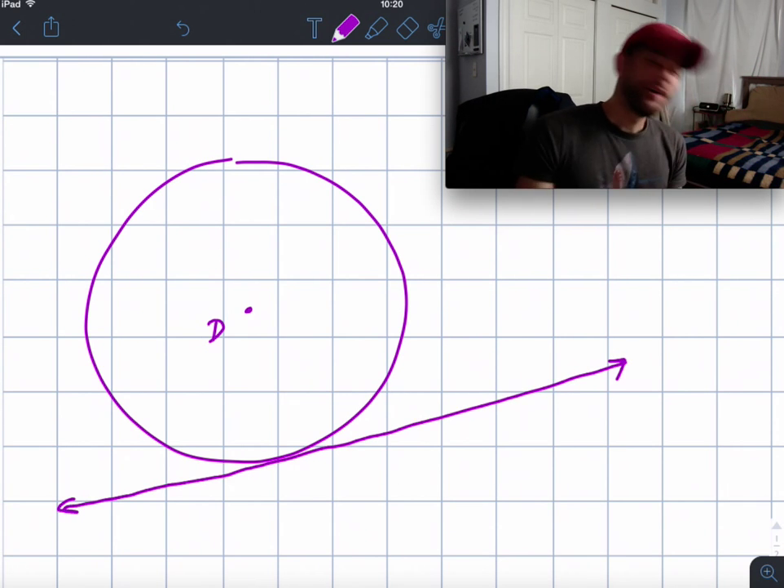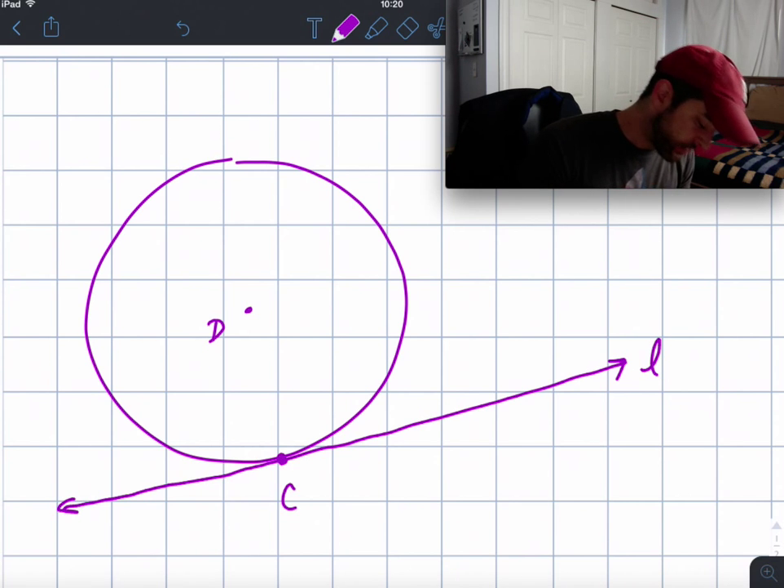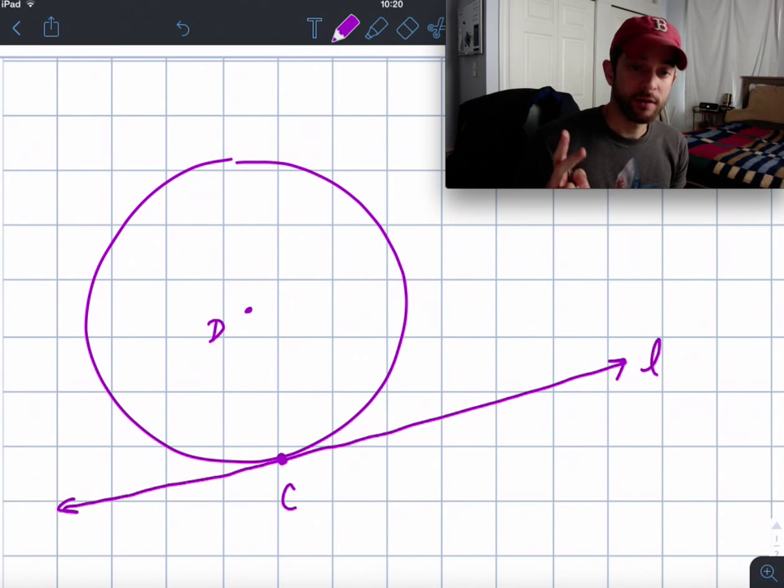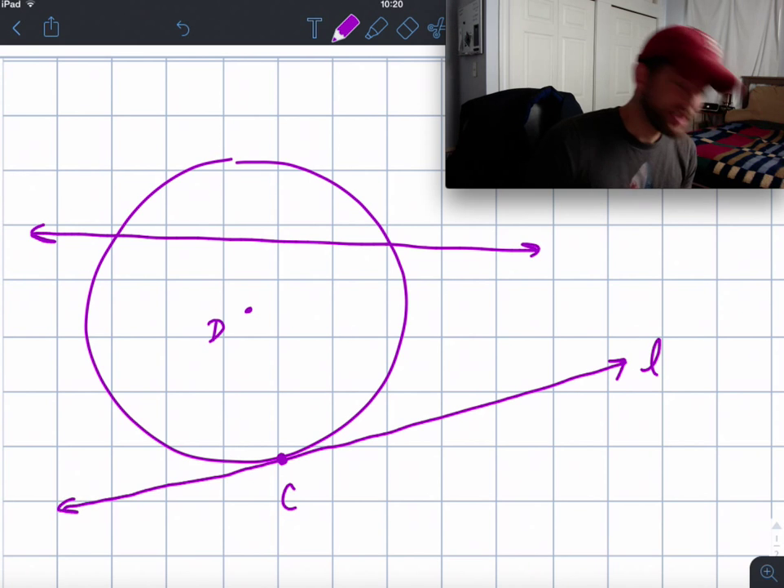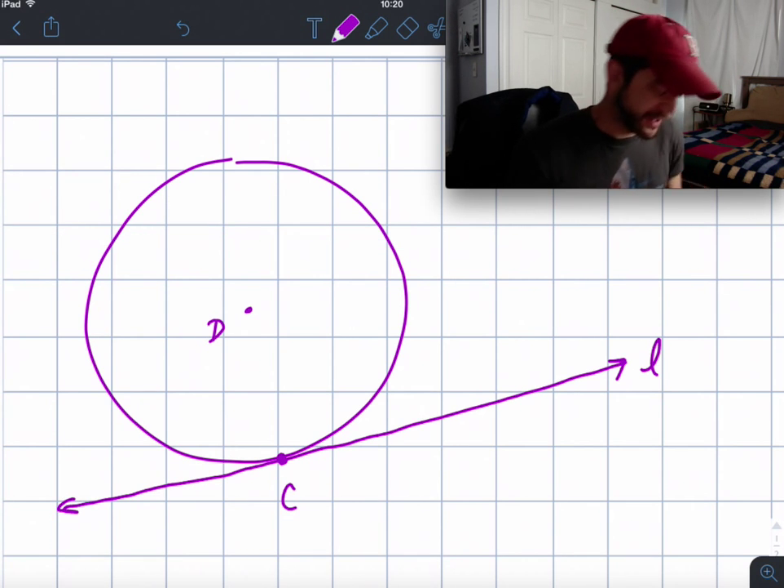I have circle D and I draw in line L. And it only hits the circle, so it intersects the circle at point C and C only. You can have lines that hit a circle twice, like that, but it's not a tangent line, it's actually called a secant line. But we're not talking about those today.